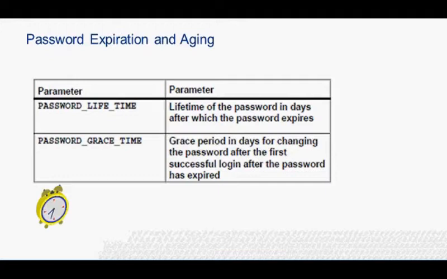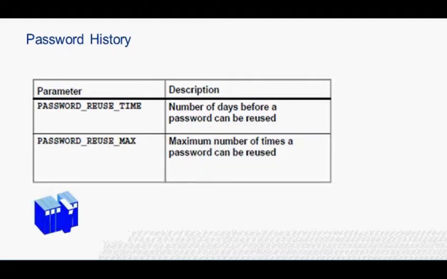Password history. Password history checks ensure that a user cannot reuse a password for a specified time interval. These checks can be implemented using one of the following. Password reuse time, to specify that a user cannot reuse a password for a given number of days. Password reuse max, to force a user to define a password that is not identical to an earlier password. When one parameter is set to a value other than default or unlimited, the other parameter must be set to unlimited.